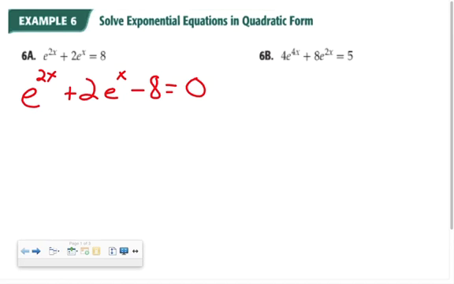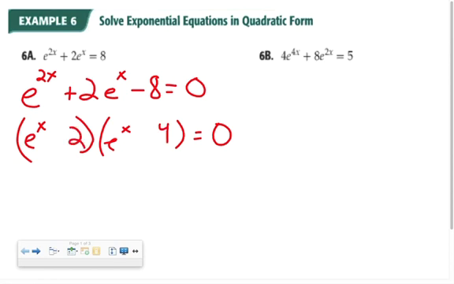But I think that you can handle thinking of this as e to the x and e to the x, and if I multiply e to the x times e to the x together, I get e to the 2x. And it factors exactly the same way everything else does when it's in a quadratic form. We're looking for factors of 8 whose difference is 2. So that's 4 and 2. I want the 4 to be positive, and I've factored it. Now I just need to solve it.